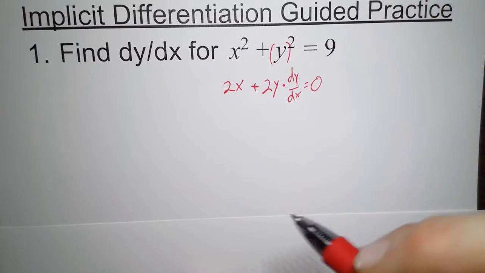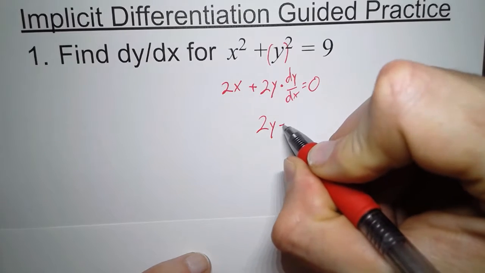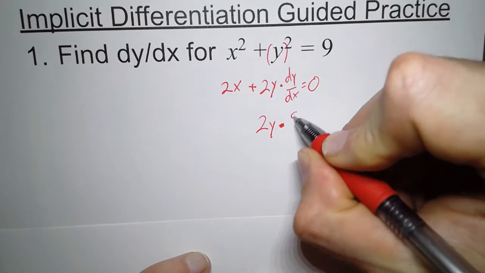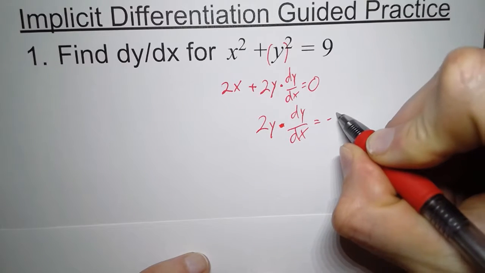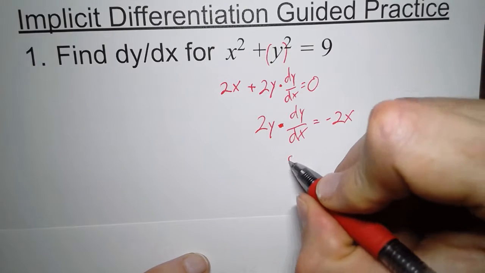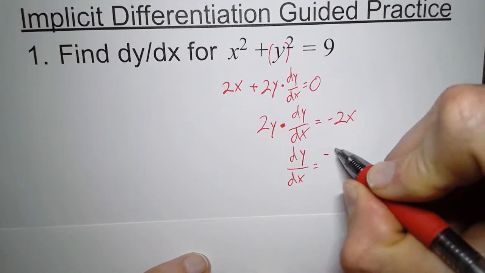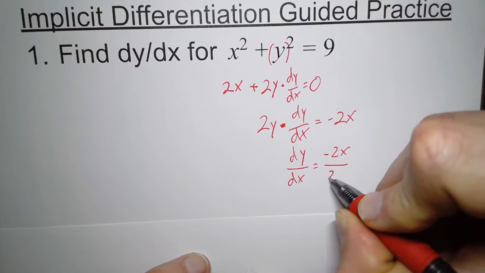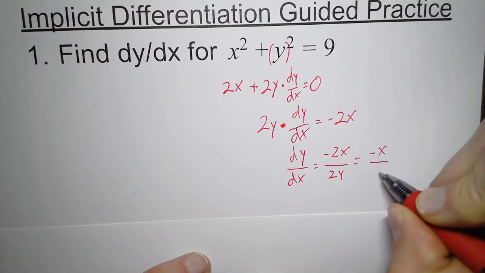To do that, we subtract the 2x over to the other side. So 2y times dy/dx equals negative 2x. Now we'll divide by 2y. dy/dx equals negative 2x over 2y, and that simplifies to negative x over y.